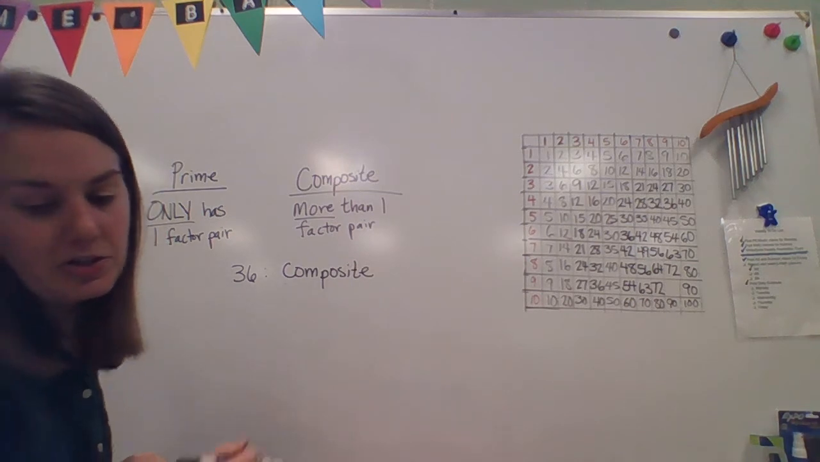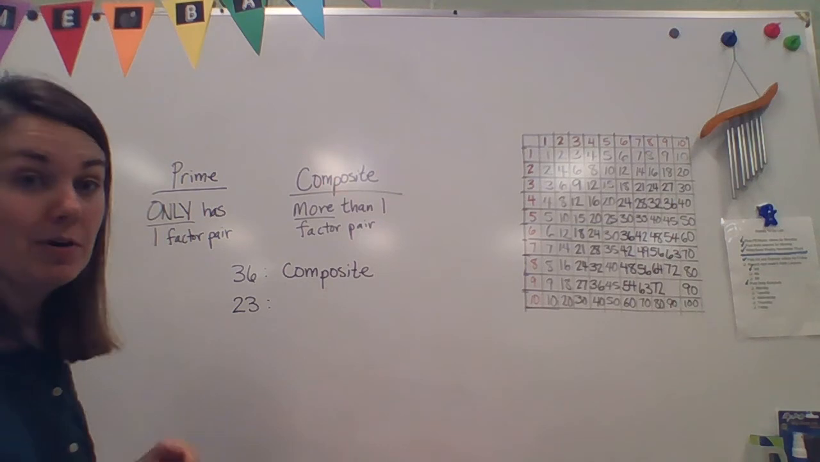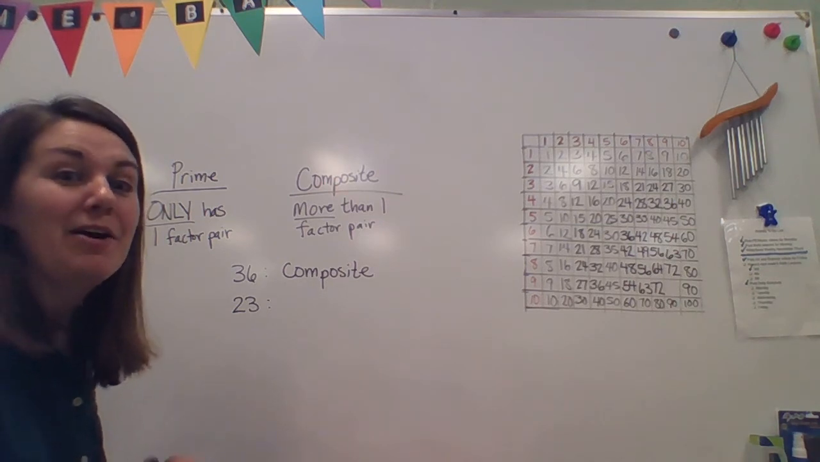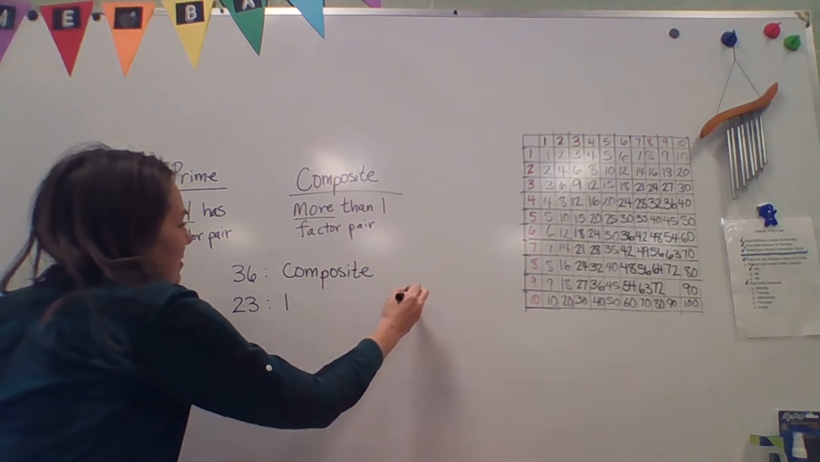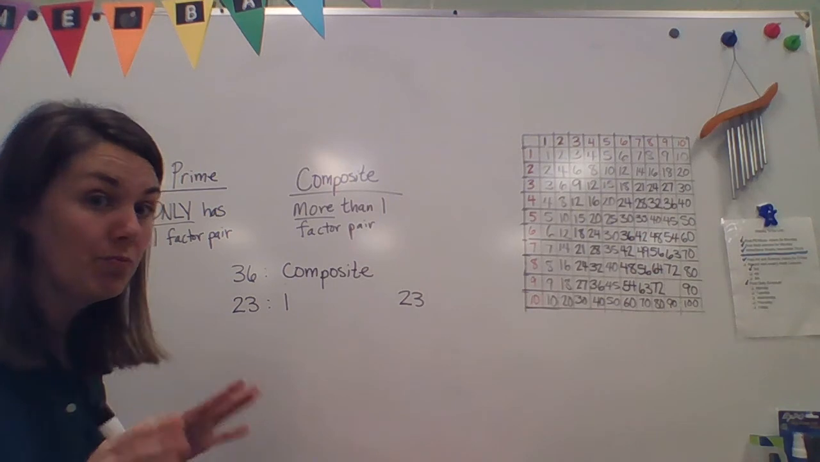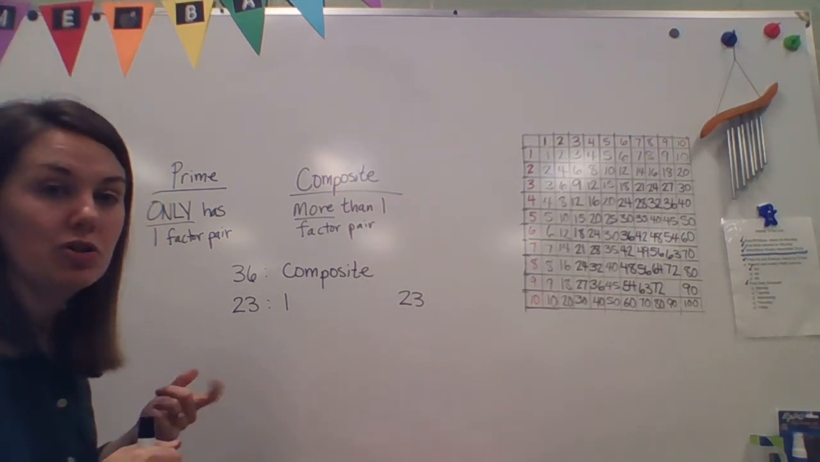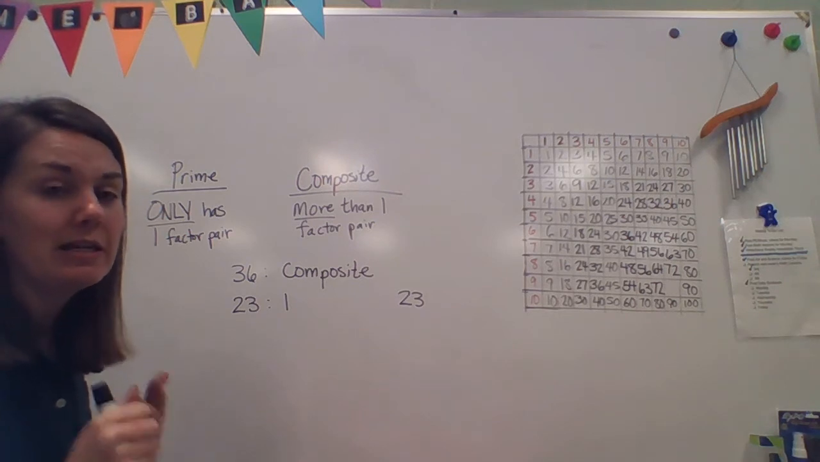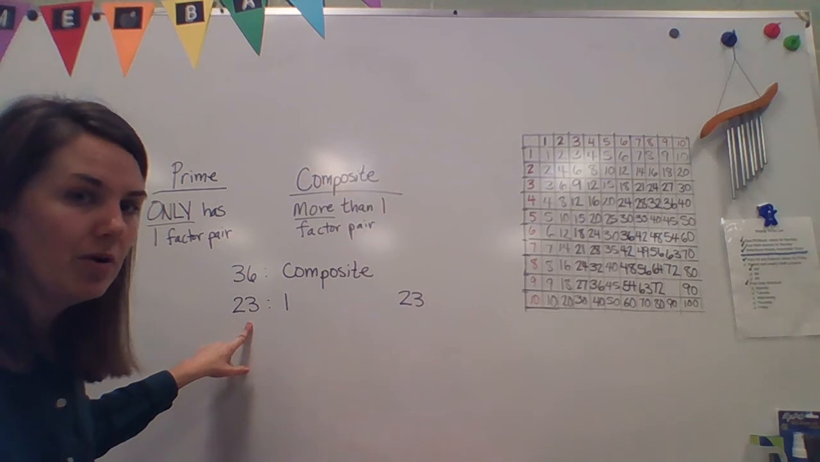Okay, now let's look at Nate. Nate has 23 pennies. Let's go ahead and think of our factor pairs. So I have 1 and 23 that I know are going to be factor pairs because all numbers have themselves and 1 as a factor pair. Let's go ahead and try 2. 2, 4, 6, 8, 10, 12, 14, 16, 18, 20, 22, 24. Nope, I skipped 23, so 2 will not work.